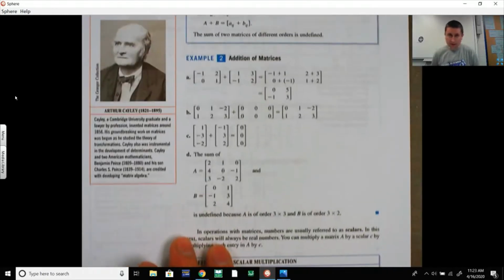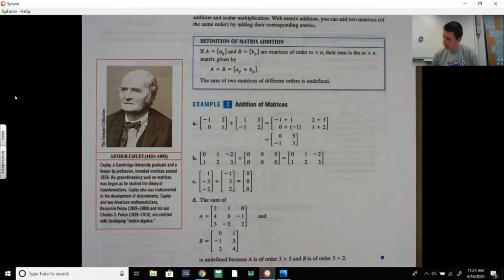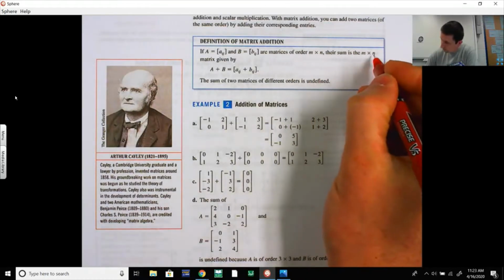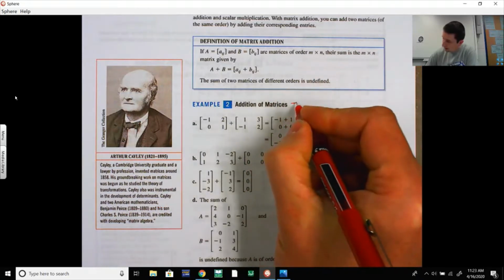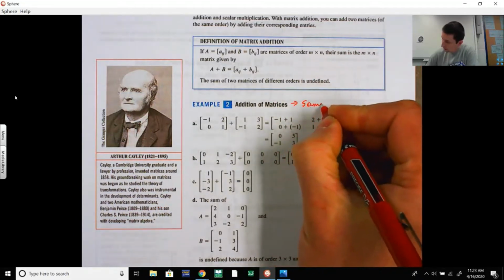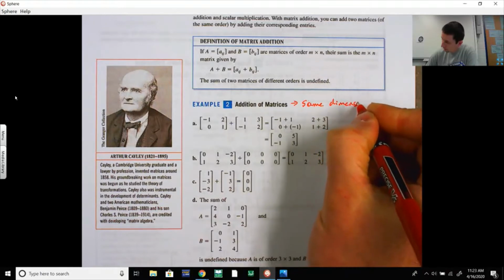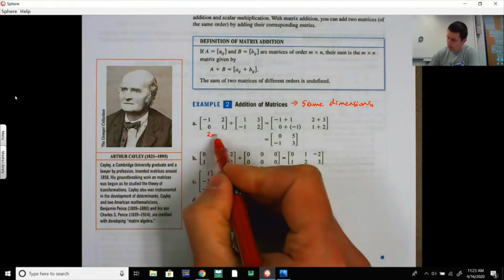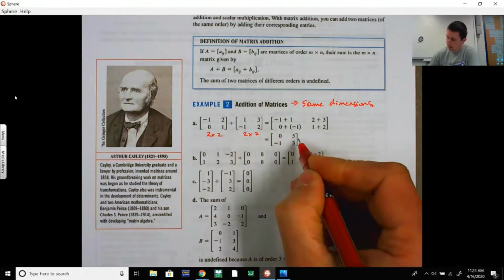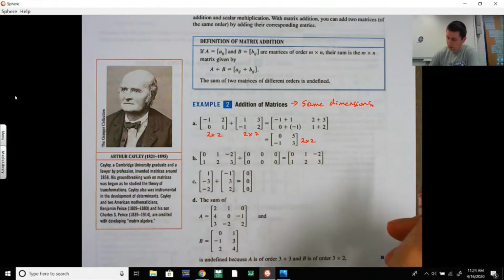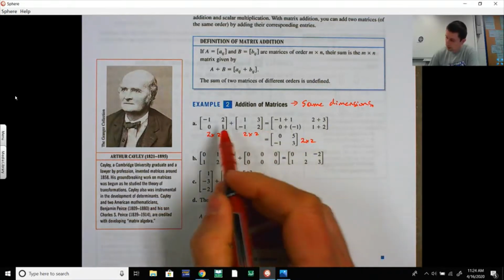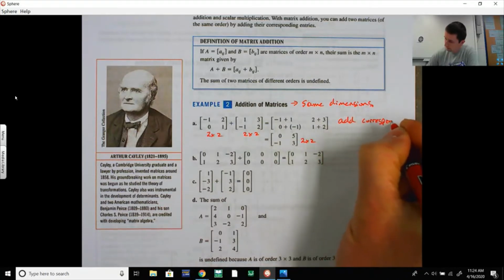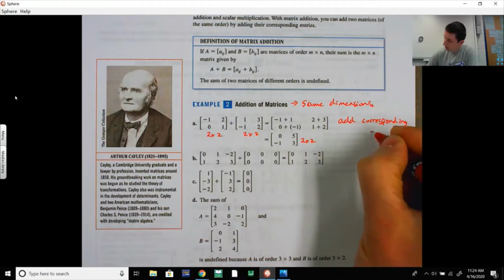Matrix addition. You have to have the same order, and the sum is going to be the same order. So in order to add matrices, they have to have the same dimensions. So this is a 2 by 2 matrix, and we're adding it to a 2 by 2 matrix, and it's going to equal a 2 by 2 matrix. You just add corresponding elements.